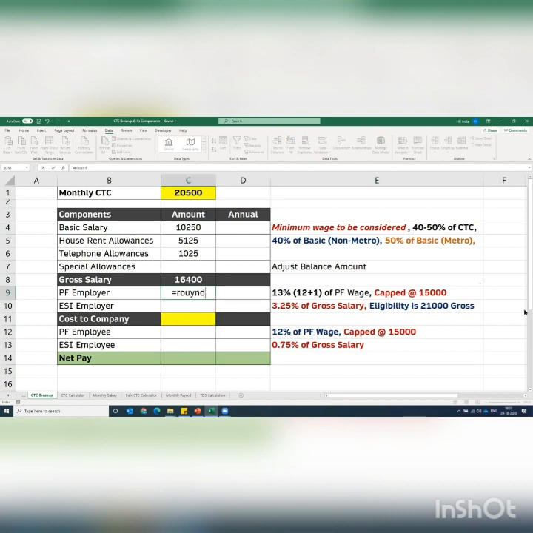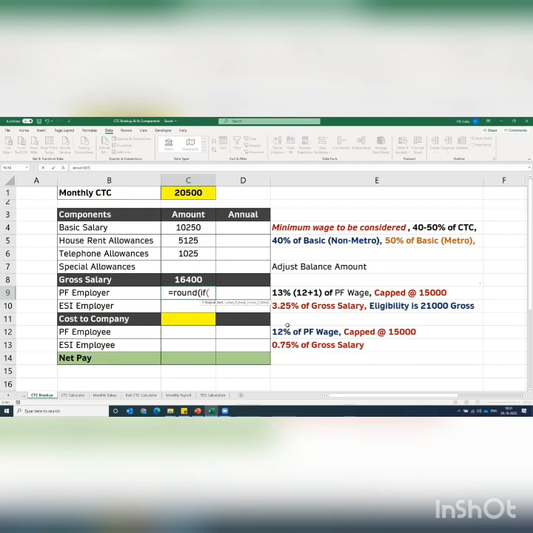Before that, I'll add ROUND to avoid the decimals, and we are going to use the IF function. IF function is a logical test with two outcomes. First outcome if the logical test is true, second outcome if the logical test is false, right?